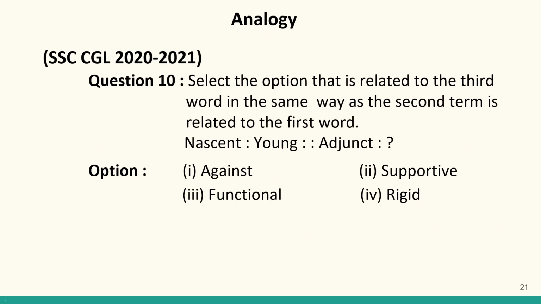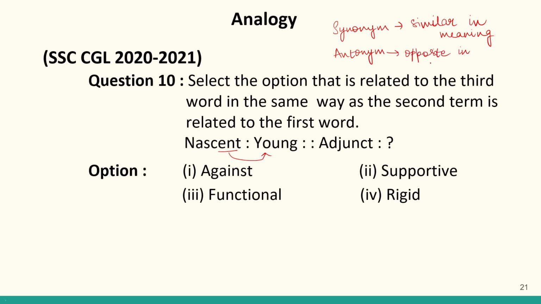Now, nascent is to young as adjunct is to what? So, nascent is the synonym word for young. So if you remember, I told you that two words you have to remember. First was synonym and then it was antonym. Synonym means similar in meaning, and antonym means opposite in meaning. So over here, nascent and young, both of them are synonyms.